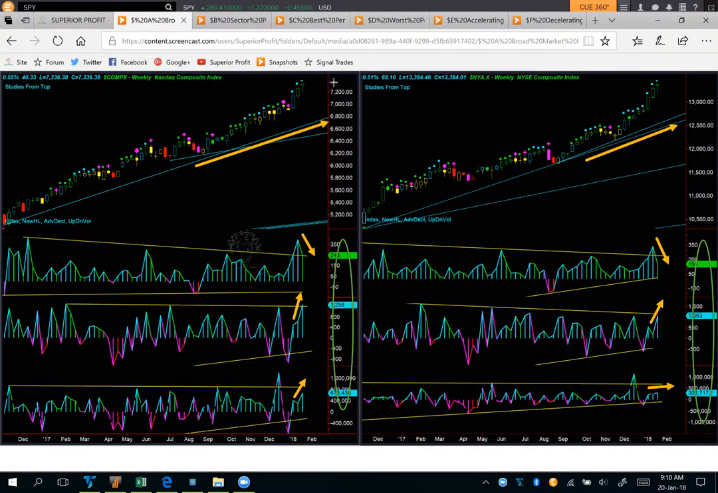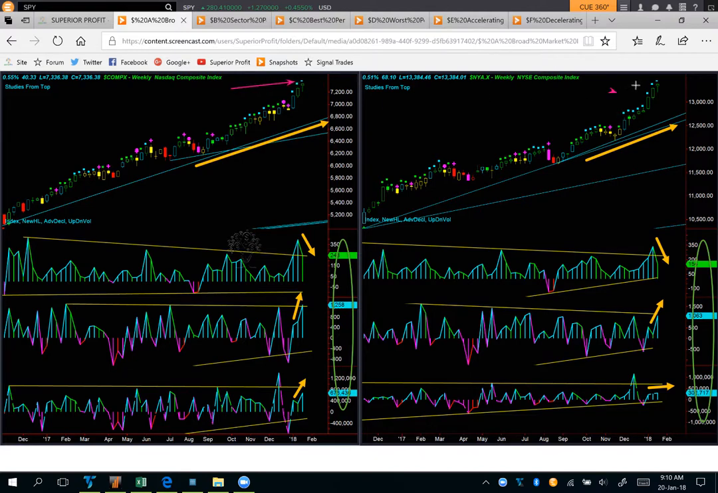Every week we study market breadth using the Nasdaq Composite Index and NYSE Composite Index weekly charts. Other than the two indices, we also study 3 pairs of internals: new high low, advance decline, and up down volume. This week, Nasdaq and NYSE made yet another all time high.